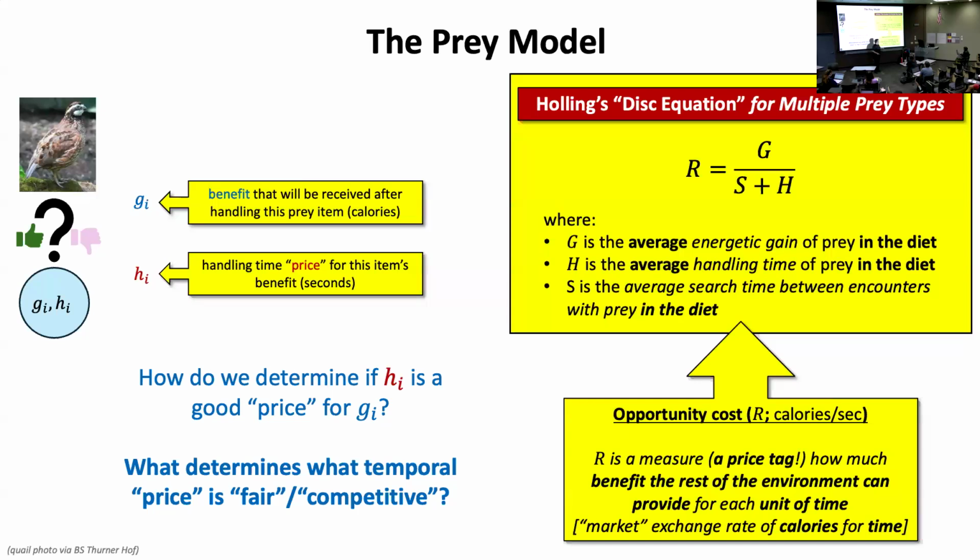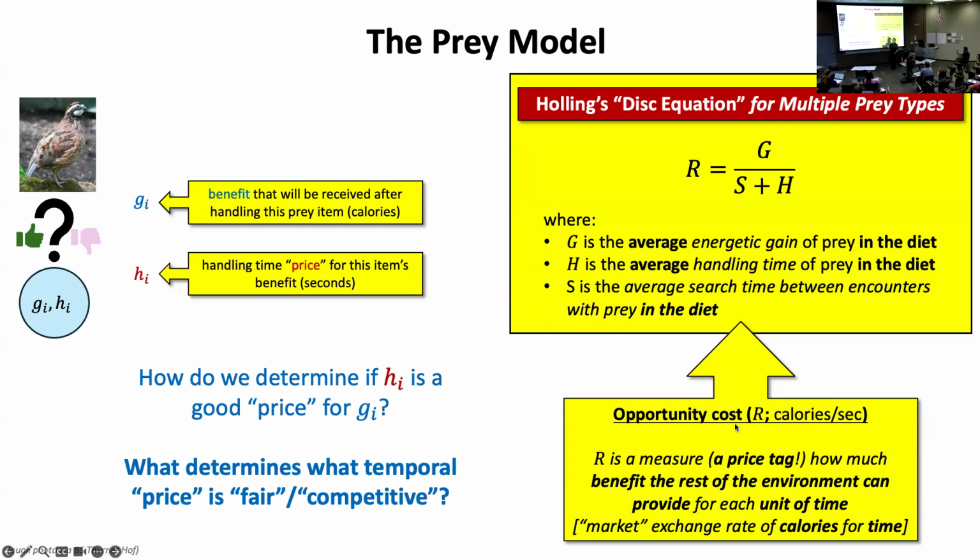Yes, R, that's right. R is the opportunity cost, the calories per second. If you multiply any hypothetical time by R, it will tell you that, on average, if you spend H time in this patch, you're going to lose out on H times R calories you could have gotten by going and searching instead. So one way I could compare is to say, I'm going to get G calories by eating this prey item, and I can compare that to H times R calories for searching.